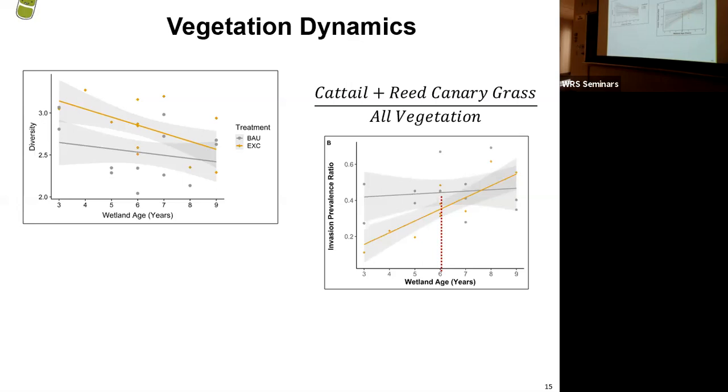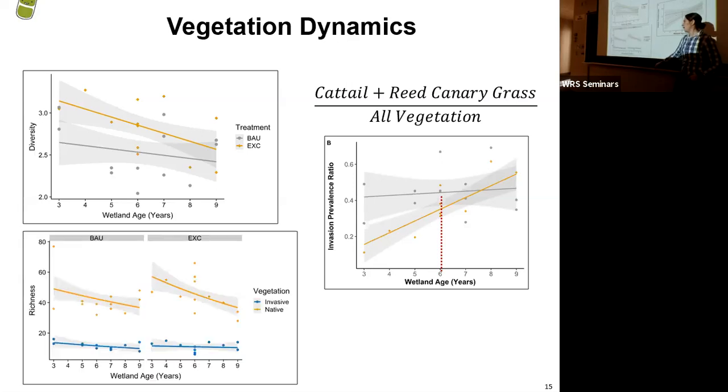There are a couple of theories that people have about why excavation is influencing plant communities. One of those ideas is that the sediment covers up the native species seedbed, and so by removing it, you're exposing native species seed. Now, if that were the case, we would expect to see much higher species richness of native species in excavated sites compared to business as usual sites.